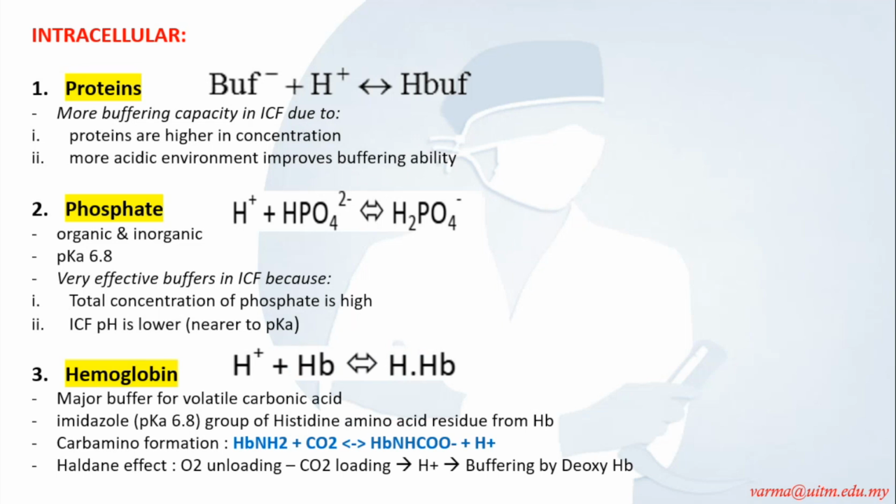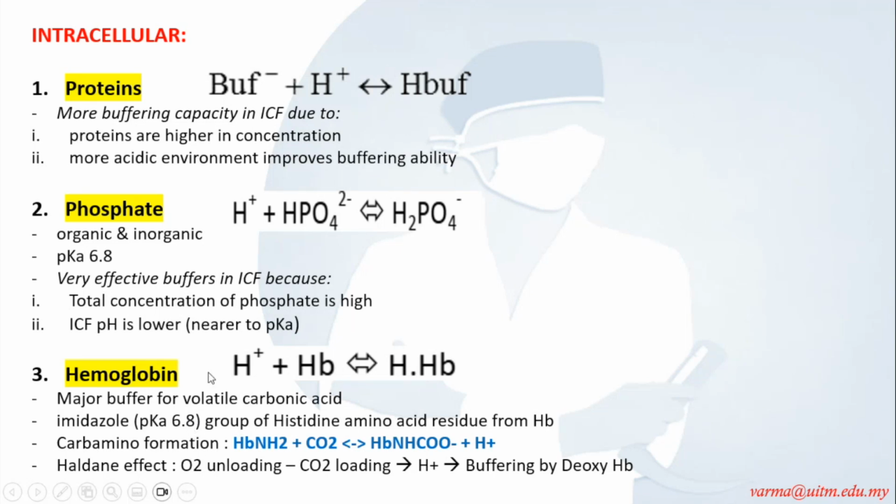Next, hemoglobin. You're going to mention H plus hemoglobin is HHb. You don't have to write the full one. You write this much. The simplified buffer equation is more than enough. You have to mention it is the major buffer for volatile carbonic acid. Again, the pKa is 6.8. The side chain is imidazole, if you can remember, which is the histidine amino acid residue. If you can remember this, well and good. But if you can mention the pKa 6.8, also good.